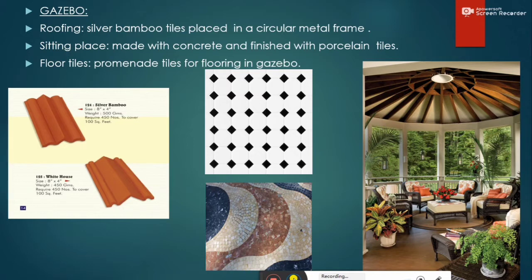Gazebo. Roofing: silver bamboo tiles placed in a circular metal frame. Sitting place: made with concrete and finished with porcelain tiles. Floor tiles: promenade tiles for flooring in the gazebo.